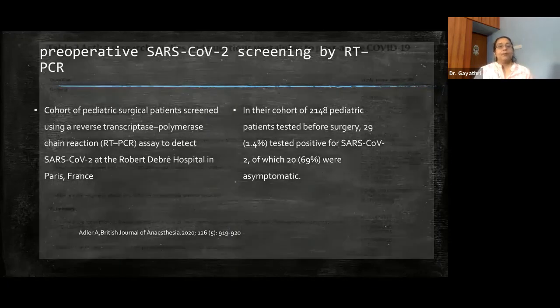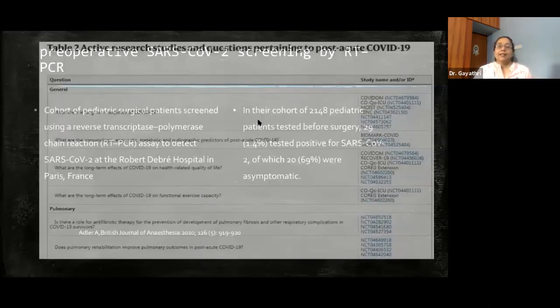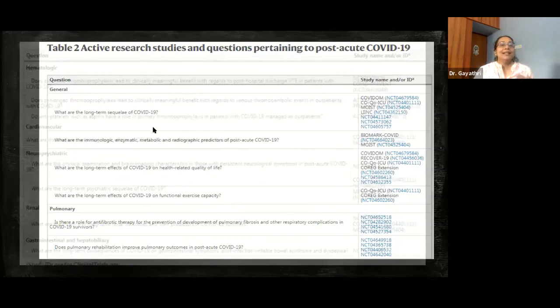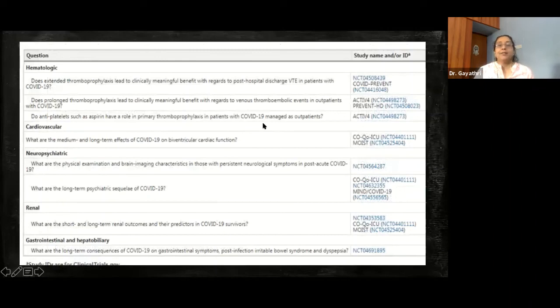Now, these are the studies which are going on all over the world. This has been taken from covid.gov.in, where the answers are not yet clear, like what are the long-term sequelae of COVID-19, or how reduced will be the functional exercise capacity of the patient, or whether platelet or aspirin has a role in thromboprophylaxis of patients with COVID-19. So all these studies are going on, right? There may be many new pieces of information coming up, which may totally change our anesthesia practice.